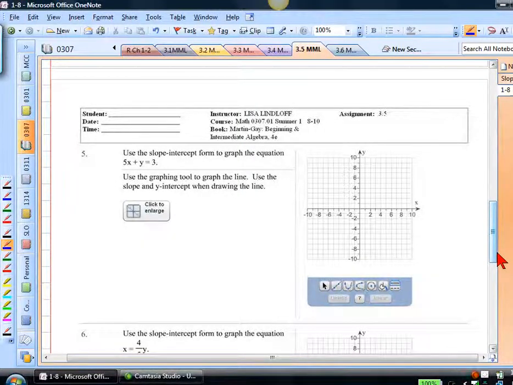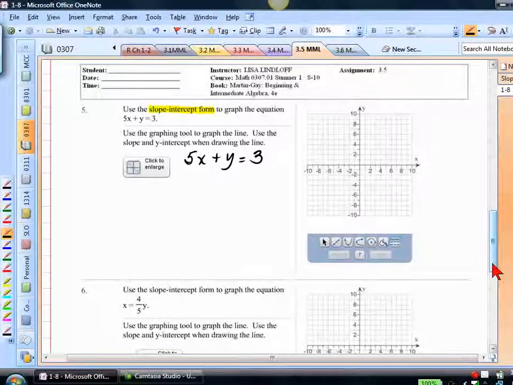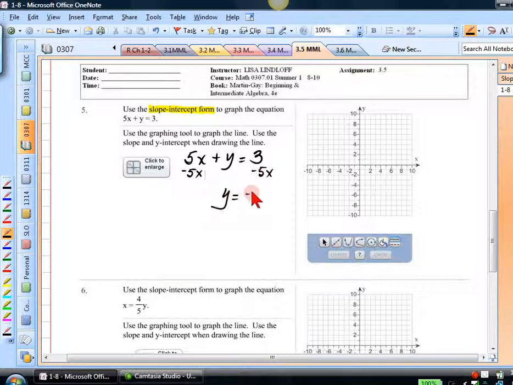The instructions say use the slope-intercept form to graph this equation. So you would hopefully be very aware that it said to use the slope-intercept form. And we have 5x plus y is equal to 3. That is not slope-intercept form right now. What do we have to solve it for? y. So what will you do? Subtract 5x, subtract 5x, and y is equal to negative 5x plus 3.